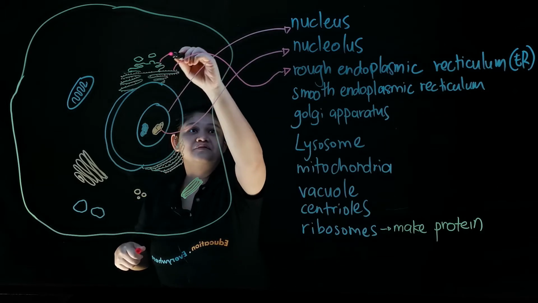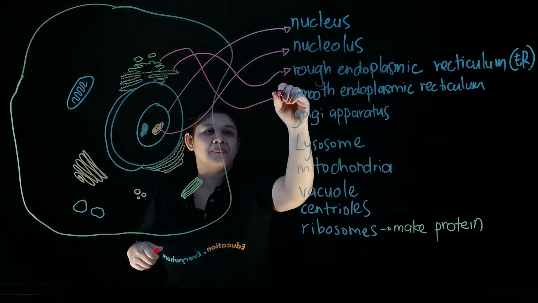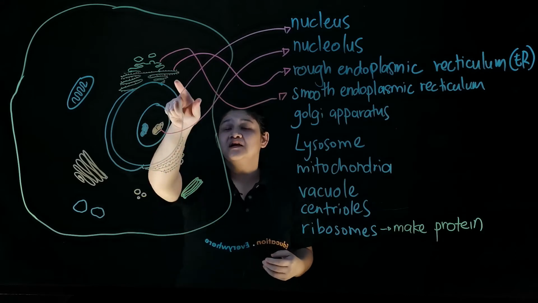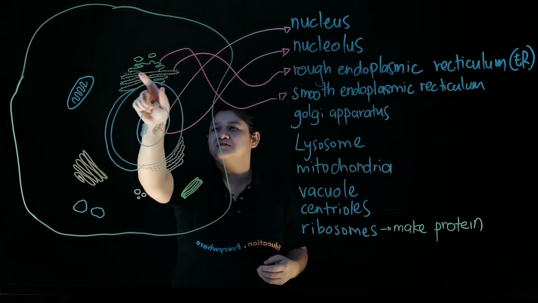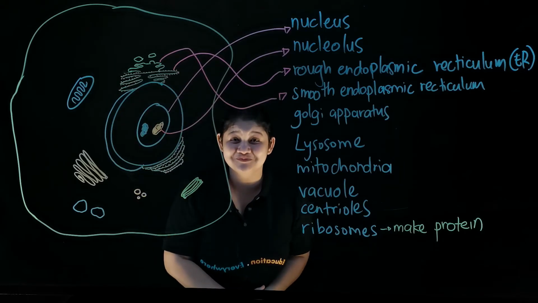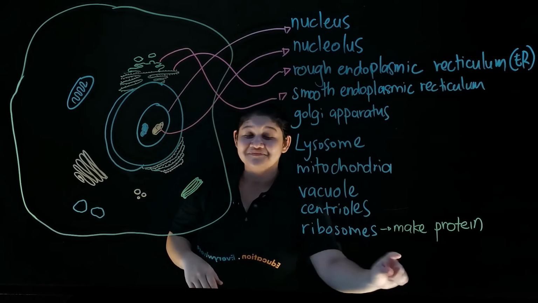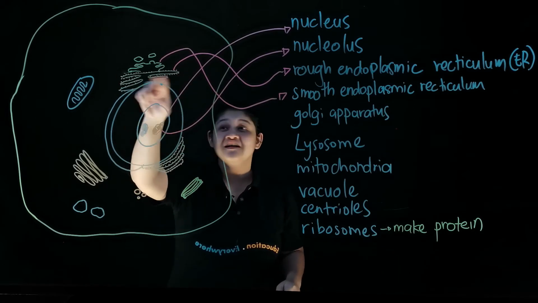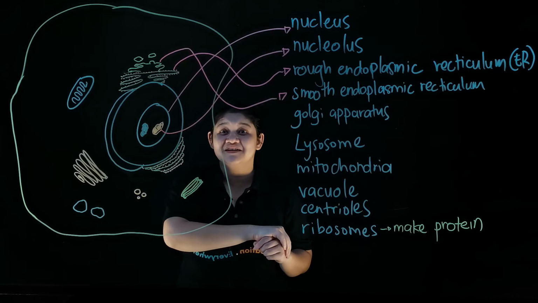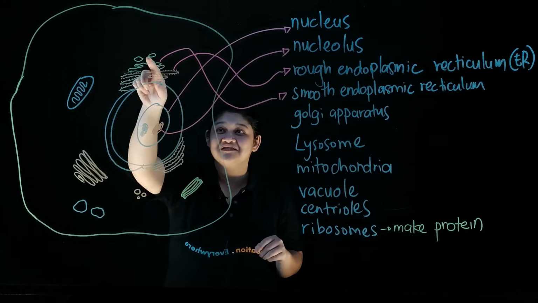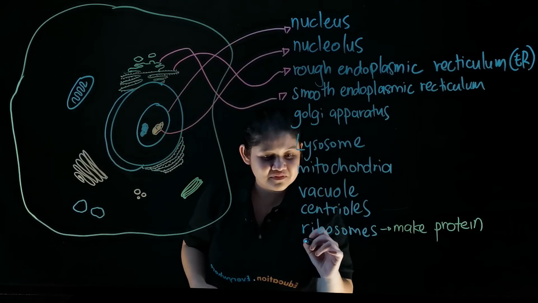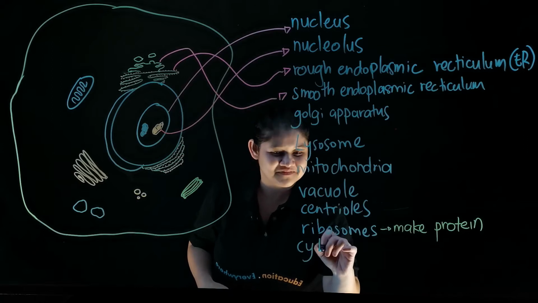I hope it's not too messy for you guys to see. Now, what's the difference between rough and smooth? As you can see, the rough one has dots all over it. What are those dots? Those dots are actually ribosomes. So ribosomes are at the rough endoplasmic reticulum. The smooth endoplasmic reticulum has no dots. I forgot to add one more, which is the cytoplasm.